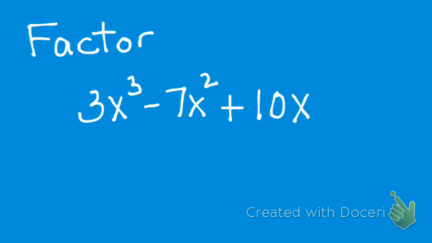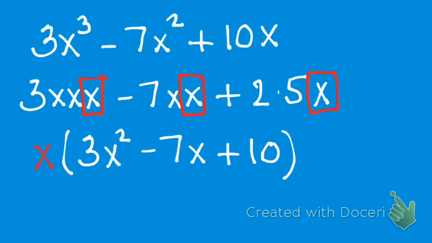Factor this example. You will notice that all three terms have an x in common. That is the only common factor that they all have. So the x goes outside the parentheses, and the remaining factors in each term are 3x squared minus 7x plus 10.